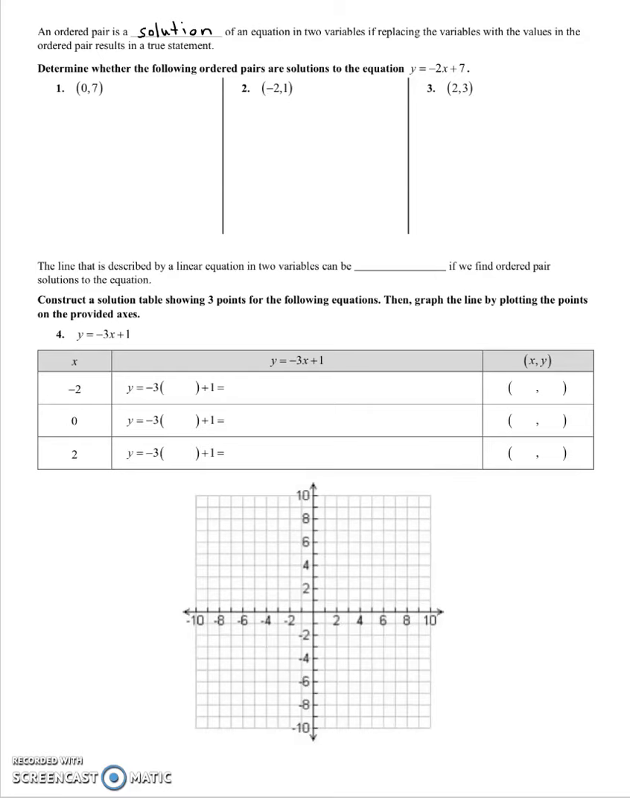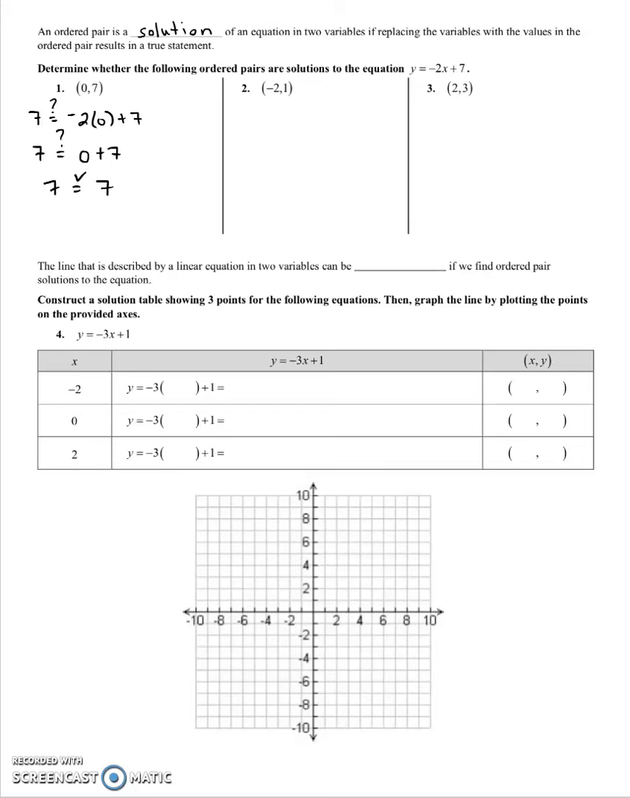So, for example, if we have the equation y equals negative 2x plus 7, and we want to know if the point 0, 7 is a solution, we plug 0 in for x, because remember the x coordinate comes first, and 7 in for y, and we see if the statement is true. So we need to know if 7 equals negative 2 times 0 plus 7. So that gives us 7 equals negative 2 times 0 is 0, and 0 plus 7 is 7.